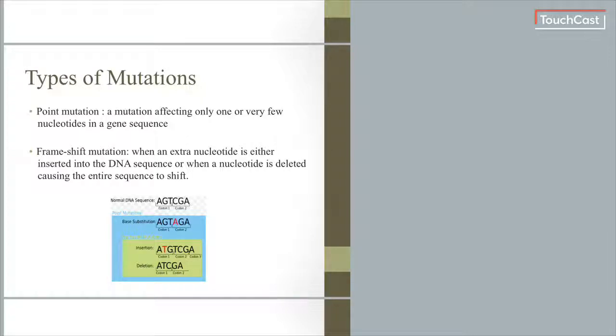We're going to talk about a point mutation, and this is a mutation only affecting one or very few nucleotides in a gene sequence. It's the idea where your gene mutates at a particular point. Then we have a frame shift mutation, and this is where an extra nucleotide is either inserted into the DNA sequence or a nucleotide is deleted, causing the entire sequence to shift. And these are ones that cause more dramatic issues long term.